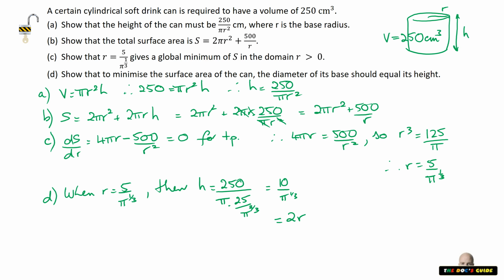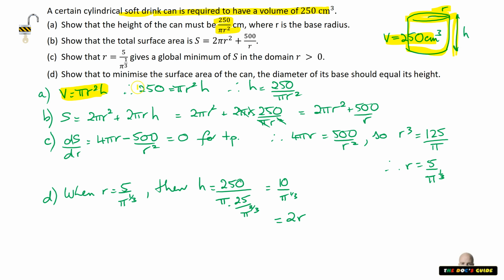Our next example is looking at a cylindrical soft drink can. So we draw our diagram as per usual, noticing that radius and height are important, and we've got this fact about volume. First step is to show that the height of the can must be this. So this is just some algebra.